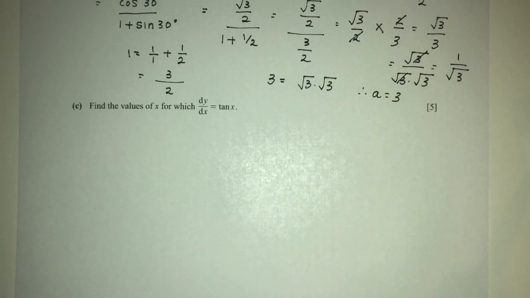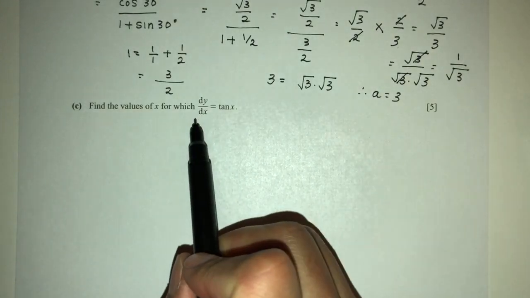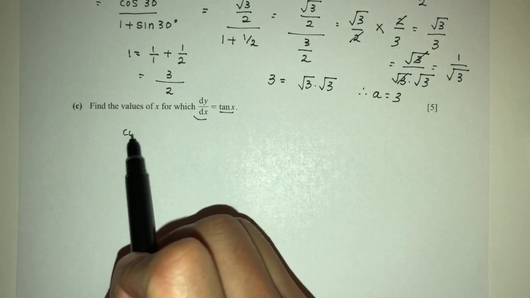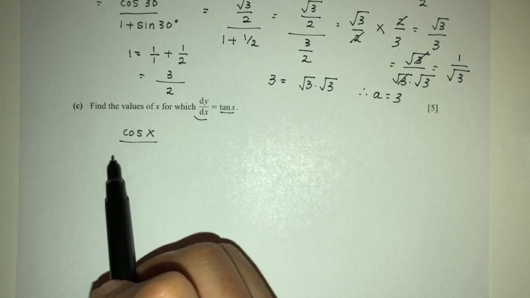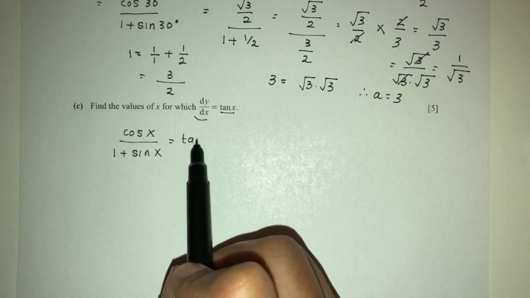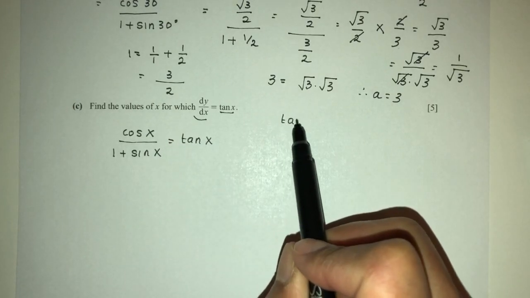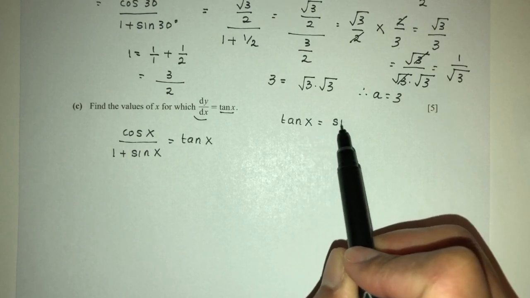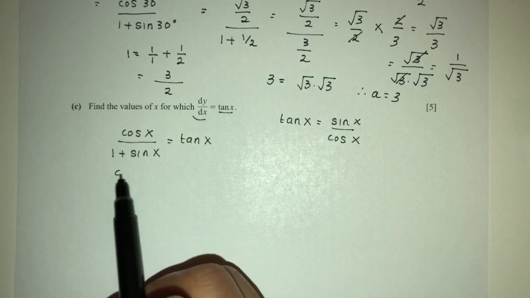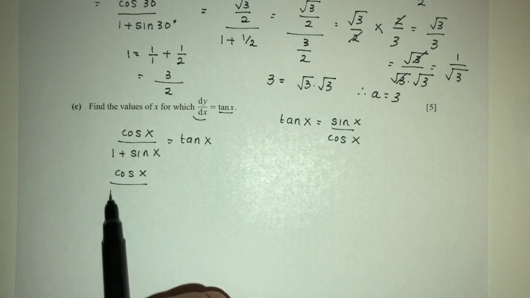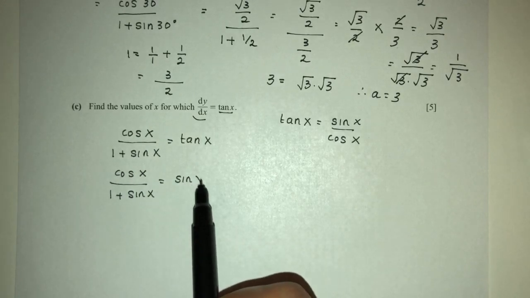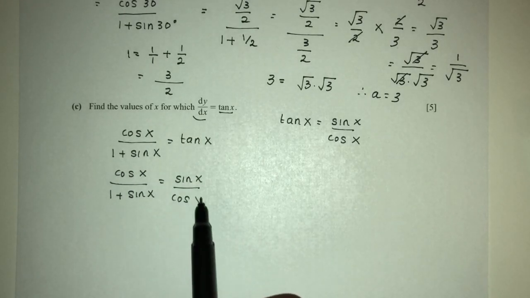Now part C, we have to find the values of x for which this is tan x. So what is dy/dx? As you have seen from part A, it is cos x over 1 plus sin x is equal to tan x. Now, you know tan x is what? Tan x is sin x over cos x. So that will be cos x over 1 plus sin x is sin x over cos x.